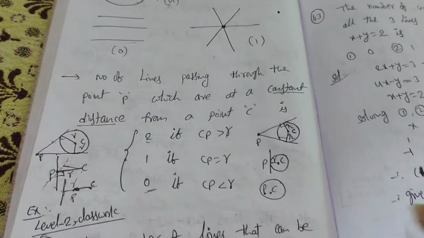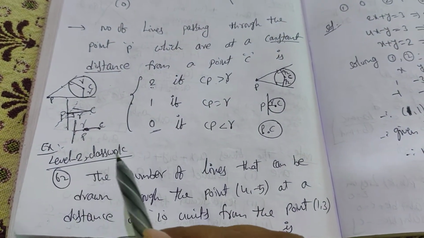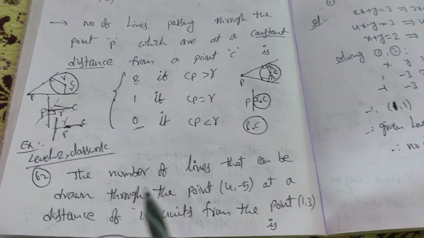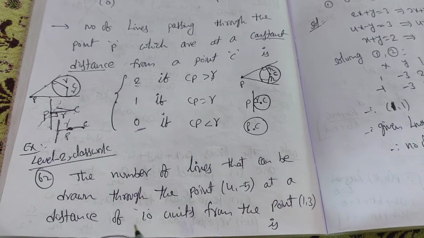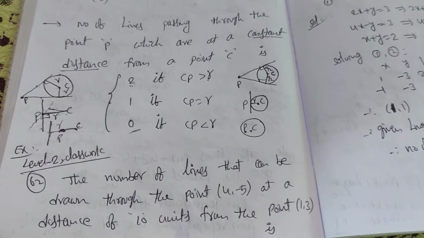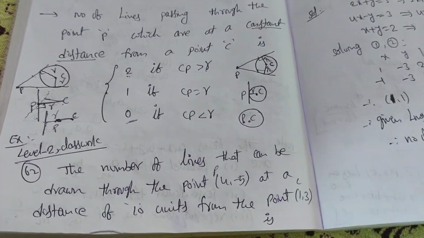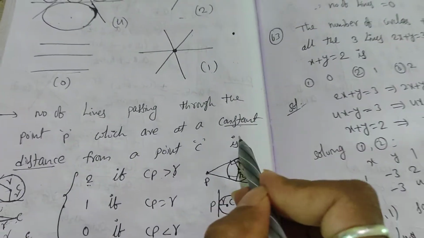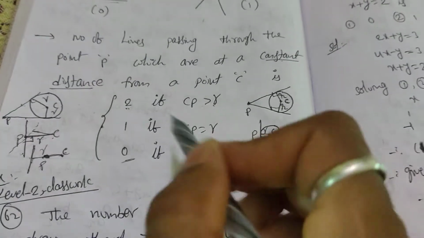Next, based on this, let us take two examples. This is level 2 classwork question 62. The number of lines that can be drawn through the point (4, -5) at a distance of 10 units from the point (1, 3) is. It is the point P, it is the point C, and the constant distance given is 10 units.